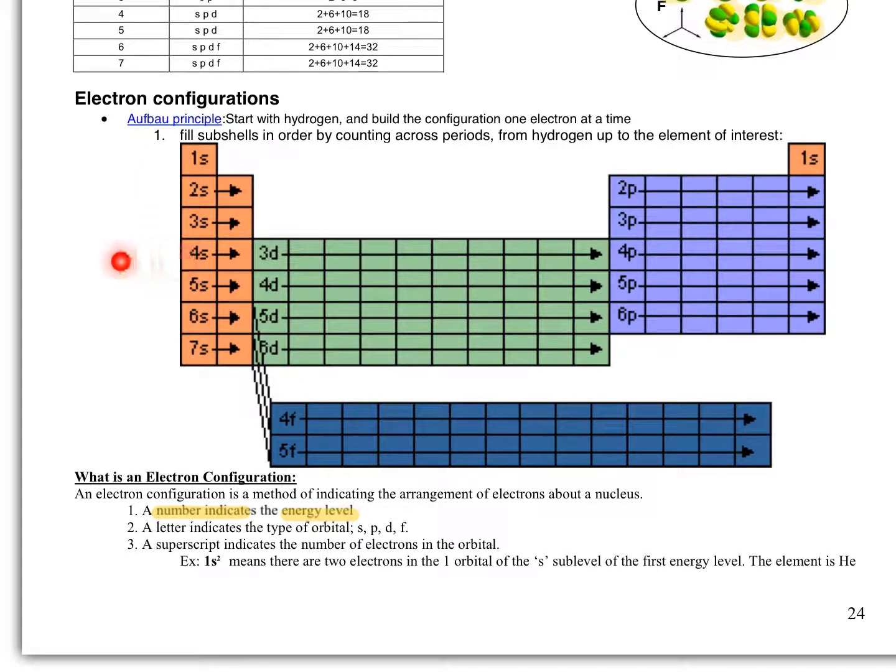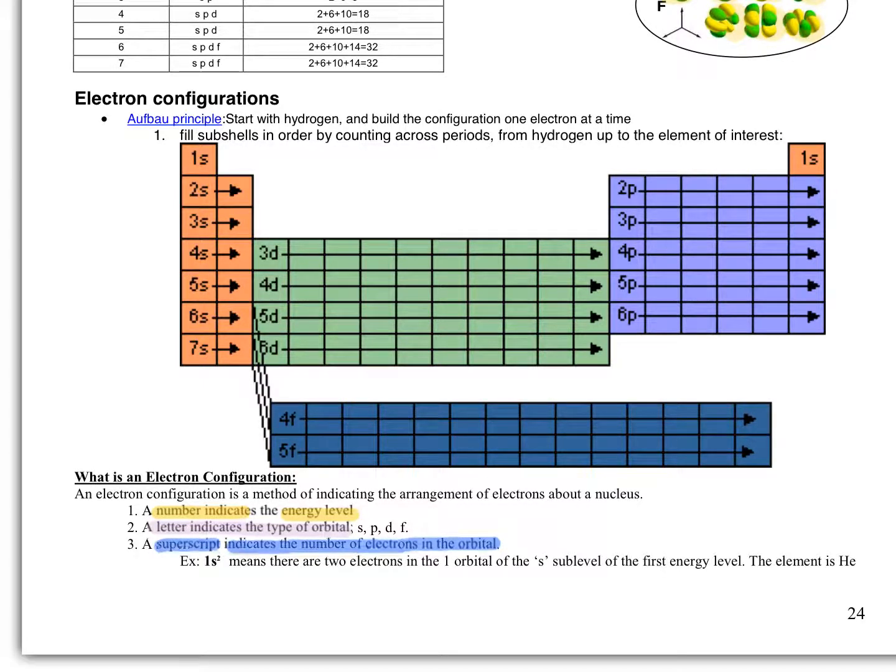Even though this is the 4th row, this is a 3d. And even though this is the 6th row, this would be a 4f. We'll talk about that more, but as long as you know these numbers, we know what energy level we're discussing. Then we have a letter that's going to indicate the type of orbital. All of these are s's, all of these are p's, d's, and f's. And then finally, we have a superscript, the number on top, which indicates how many electrons are in that orbital.